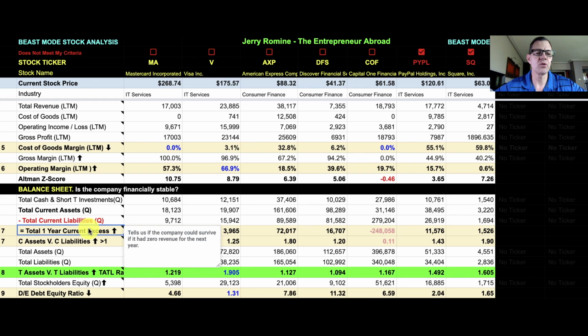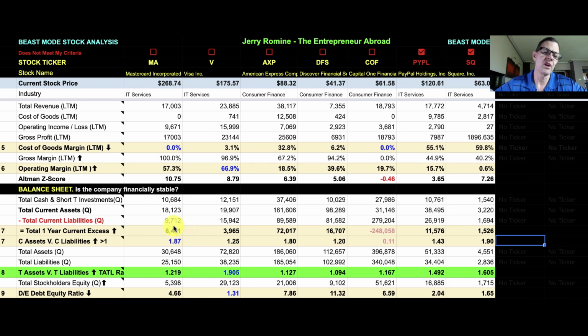And that's going to get us to the total 1 year current excess. And this tells us if a company could survive if it had zero revenue for the next year. So to get the total 1 year current excess, all we do is subtract the current liabilities from the current assets. One way we can conceptualize the 1 year current excess would be if we looked at it as if it was an emergency fund for our personal life. Let's say that you make $4,000 every month. For you to have a 1 year current excess, that would be 4,000 times 12, or 48,000. So if you had $48,001, you would be in the black and you would have a 1 showing right here.